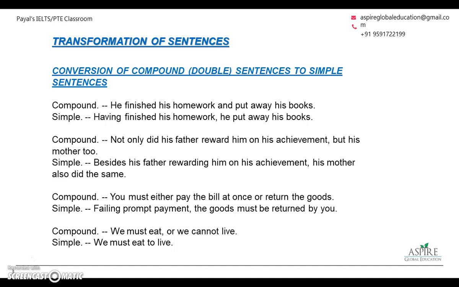Now, another compound sentence is, you must either pay the bill at once or return the goods. It basically constitutes of two separate parts. And when I change it to simple sentence, I put the word fail, a different form of it, I probably introduce my own vocabulary to change the compound into simple sentence. Failing prompt payment, the goods must be returned by you. So one more example is, we must eat or we cannot live, which means we must eat to live. It means the same.